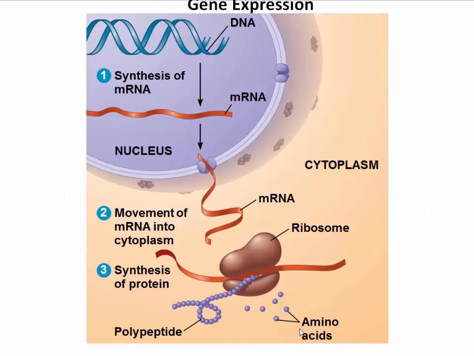Here's a picture of gene expression. So you see the DNA on the top in the blue double helix. It synthesizes a strand of messenger RNA, which leaves the nucleus, goes into the cytoplasm, finds a ribosome, and then it threads through it. And as it threads through it, it is read, and each triplet of the RNA is read, and the appropriate amino acid is synthesized for that. And they all come out looking like one next to the next, like pearls or beads on a necklace.